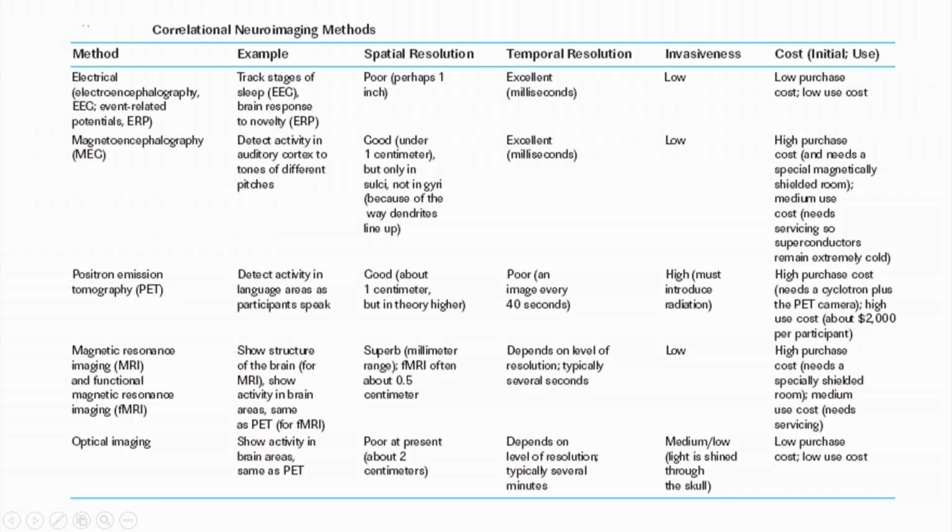Smaller units are available for very few dollars, where you can buy them and start using them. Similar to the EEG is the MEG, the magnetoencephalogram, where instead of capturing the electrical activity, the magnetic activity is captured. An example is detecting activity from the auditory cortex for different pitches of tones.